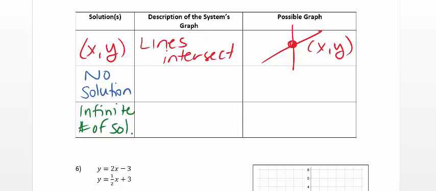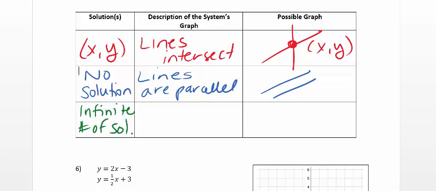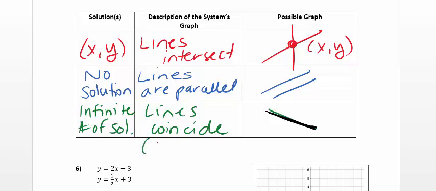We are going to get no solution if on our graph we get parallel lines. Those lines will never cross, therefore there's no point that they share. And we're going to get an infinite number of solutions when we graph a line and it's the exact same line lying right on top of each other. So the lines are going to coincide. That means that every single point on the line is a solution. Sometimes we call this the same line.